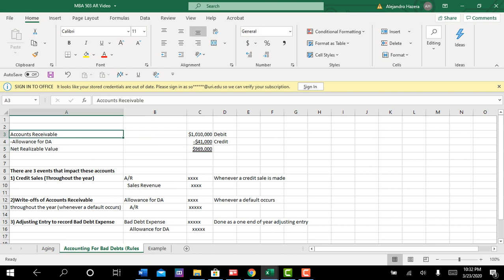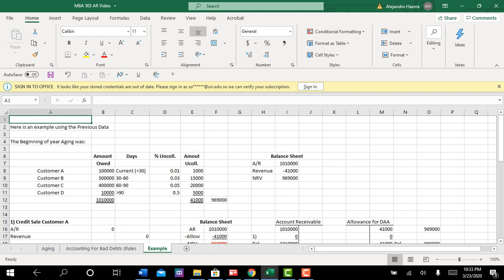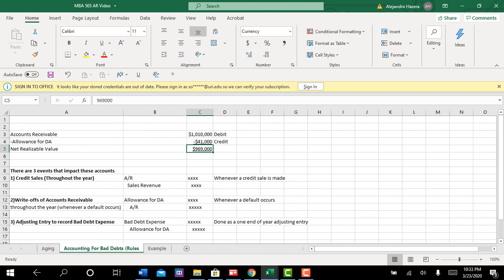Okay, but there are 3 events that impact these 2 accounts here. And when you impact those 2 accounts, by default, you also impact their difference, which is 900, which is the net realizable value, 969. Okay, but here are the 3 events that will impact these accounts. And what I'm going to do is talk about these, emphasize some key points, and then go through an example on the final spreadsheet. And that spreadsheet will be our example right there.